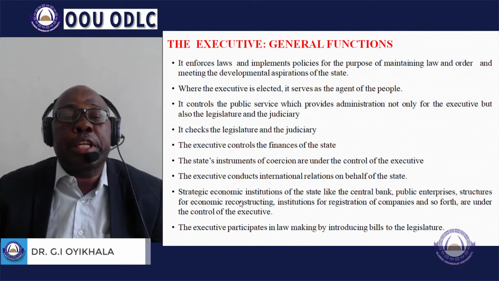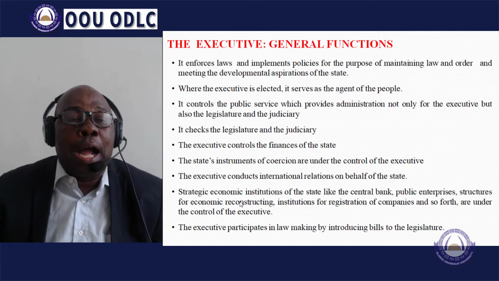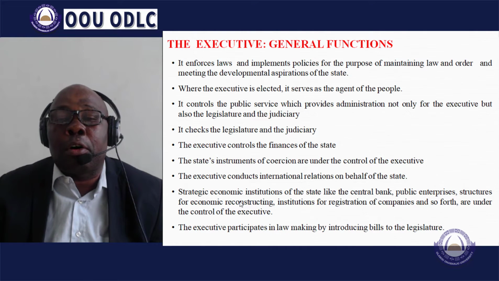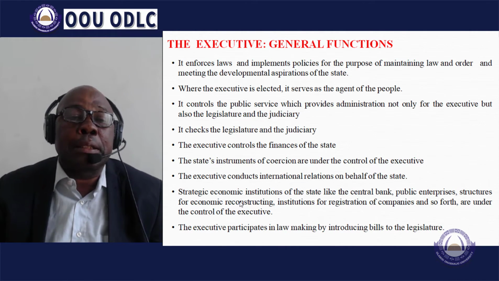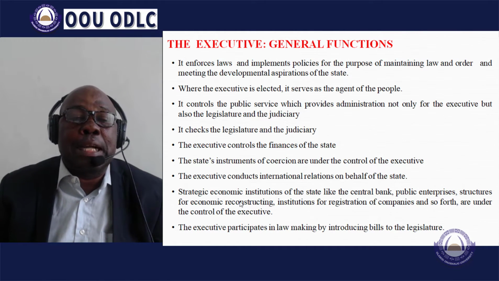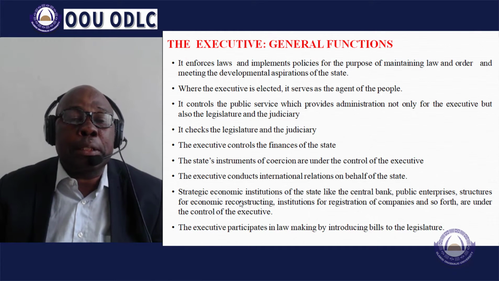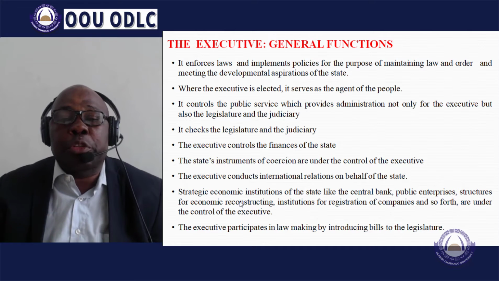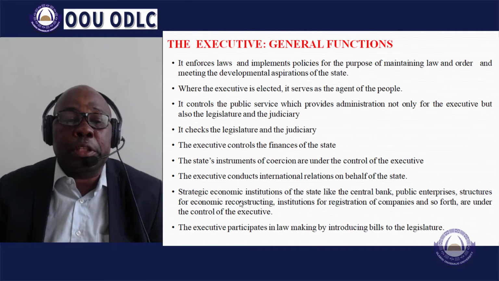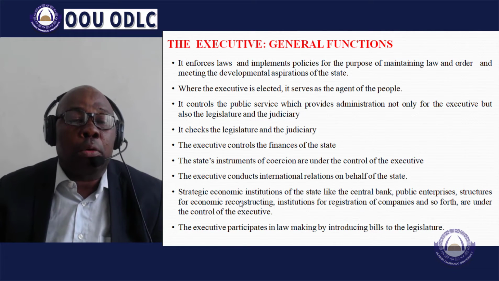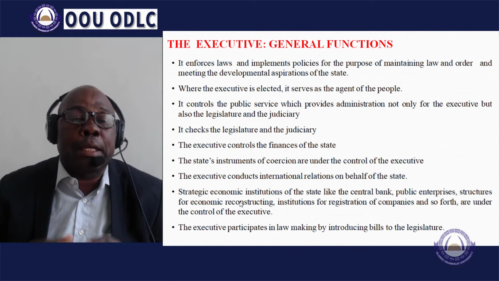Let's look at the general functions of the executive. 1. It enforces laws and implements policies for the purpose of maintaining law and order and meeting the developmental aspirations of the state. 2. Where the executive is elected, it serves as the agent of the people. 3. It controls the public service, which provides administration not only for the executive but also the legislature and the judiciary. 4. It checks the legislature and the judiciary.